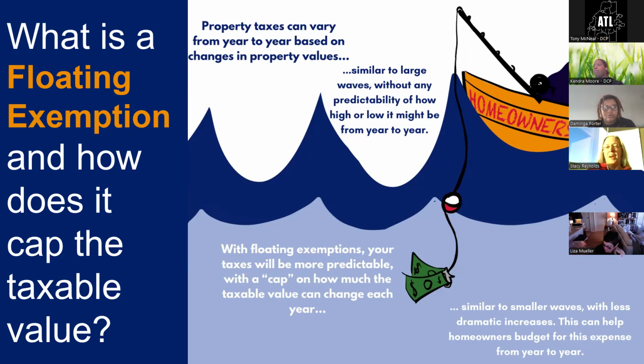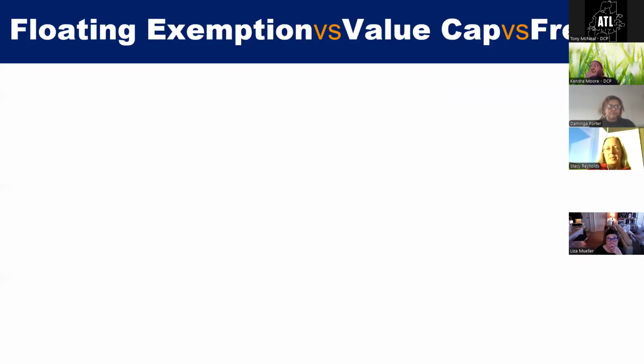So in this graphic, if the dark blue waves were the home value, the taxable value would be capped down at the light blue waves, and your exemption basically floats along that. They tend to use floating exemption, value cap, and freeze all together. They sort of mix them all together. So I'm going to talk a little bit about what the floating exemption is using math.